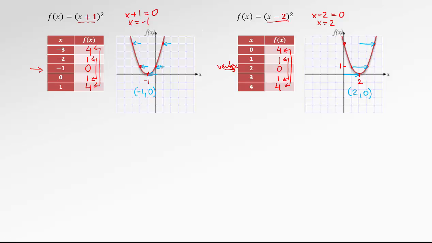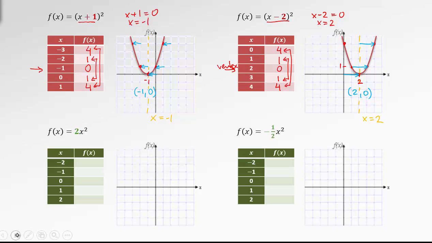Okay, what other properties have changed? We still have the same domain, we still have the same range, but we can observe the change in the position of the axis of symmetry. In this case, axis of symmetry has equation x equals -1, the first coordinate of the vertex, and in that case, the axis of symmetry has equation x equals 2. Okay, let's see some other modifications.